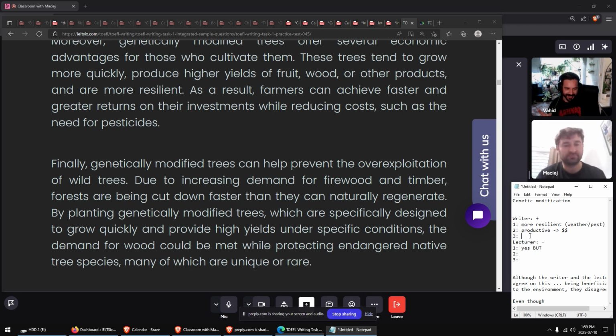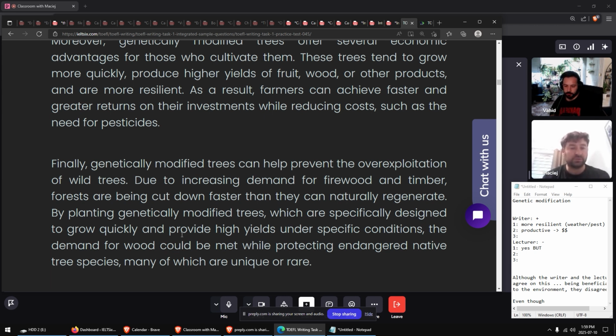Now let's get number 3. We got the same feeling. Number 3: Finally, genetically modified trees can help prevent the overexploitation of wild trees. Exploit, when we use something for our benefit. And over means too much. So it means we are really taking too much from the land or from the trees.